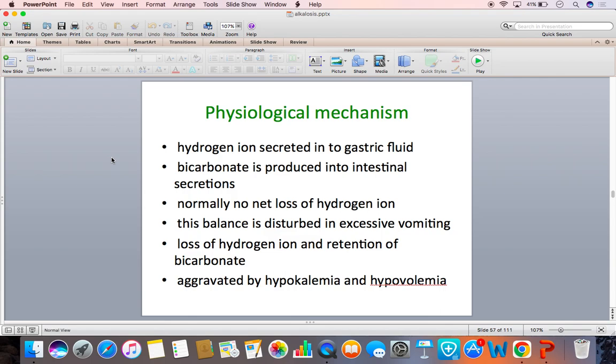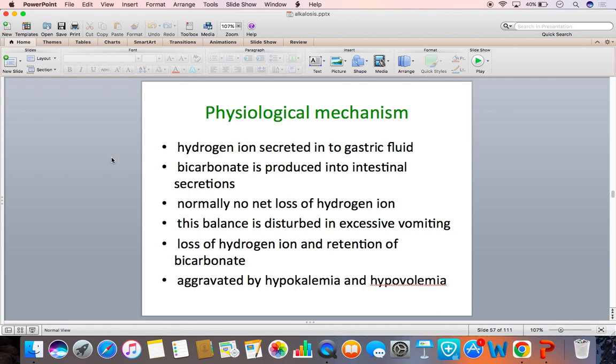What is the physiological mechanism? Hydrogen ions are secreted in the gastric fluid, that everybody knows. Bicarbonate is produced in intestinal secretions. Okay. So normally there is no net loss of hydrogen ion. While secreting the bicarbonate into the intestinal lumen, there is retention of hydrogen ions. When hydrogen is secreted into the gastric fluid, there is conservation of the bicarbonate. Here, hydrogen ions are secreted into the gastric lumen, and bicarbonate is retained. Whereas bicarbonate is secreted into the intestinal lumen and the hydrogen ion is retained by the luminal cells. So as such, there is no net loss of hydrogen ions. Okay.